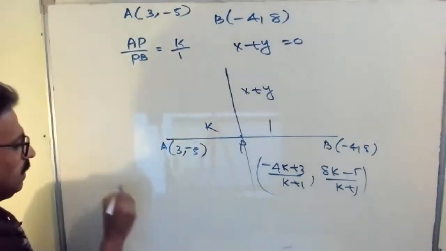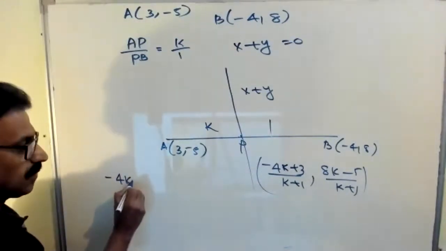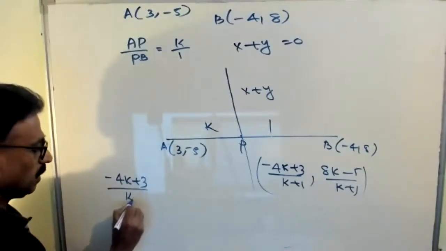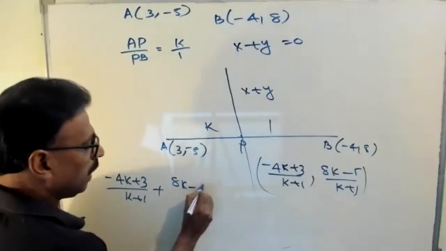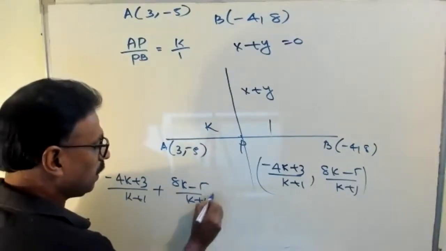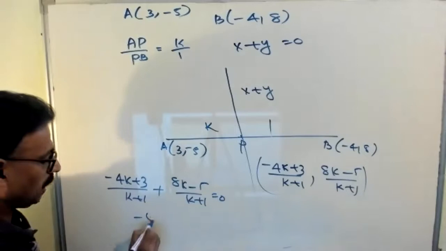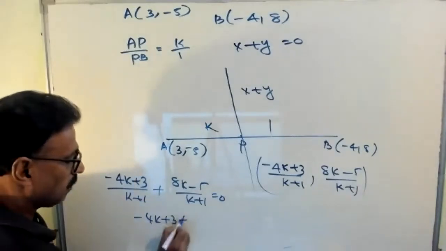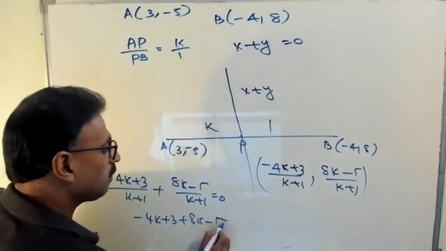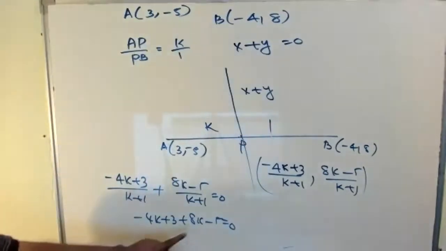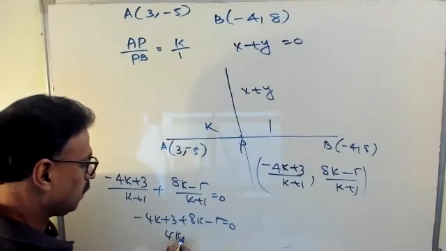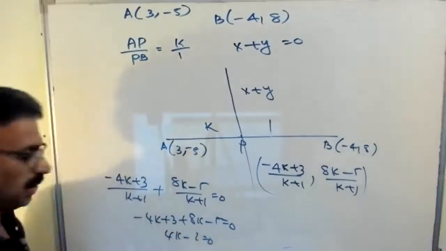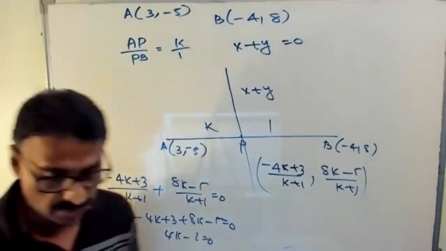Now substitute here. (-4k plus 3) by (k plus 1) plus (8k minus 5) by (k plus 1) equal to 0. That is, minus 4k plus 3 plus 8k minus 5 equal to 0. Here 4k minus 2 equal to 0. K equal to 1 by 2. Yes, K equal to 1 by 2.